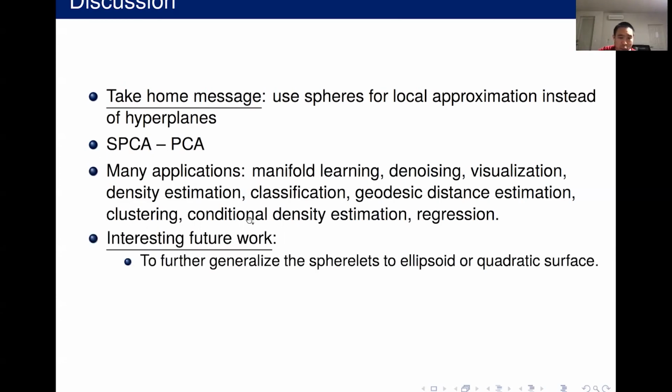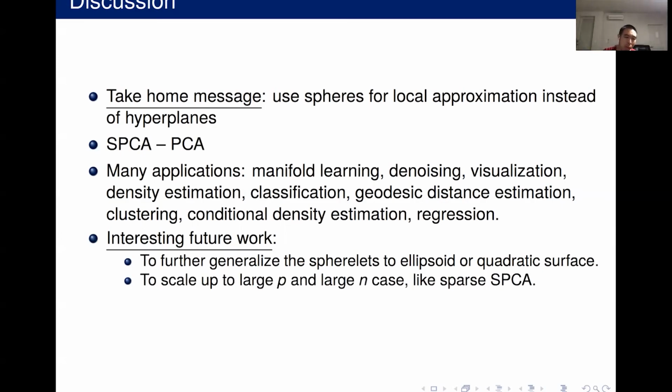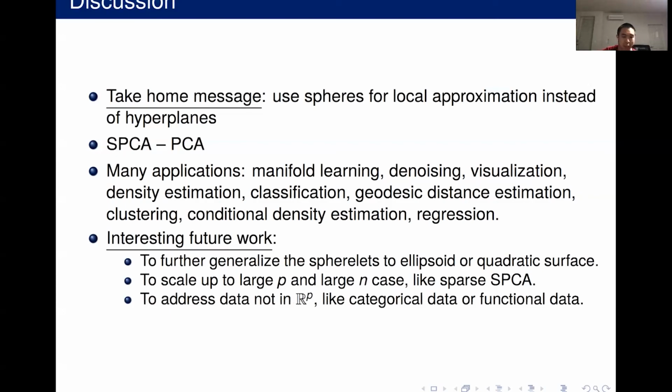There is also some future work. For example, we want to further generalize the spheres to ellipsoids or quadratic surfaces. But the problem is if we consider ellipsoids or quadratic surfaces, we will lose the analytic solution of SPCA, as well as those nice theories. We also want to scale up to large ambient space dimension p and large sample size n, so we want a sparse version of SPCA, or sparse SPCA. We also want to address non-Euclidean data like categorical data or functional data.